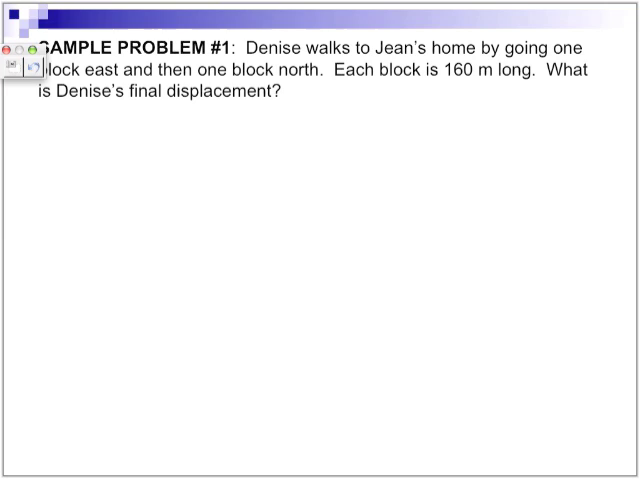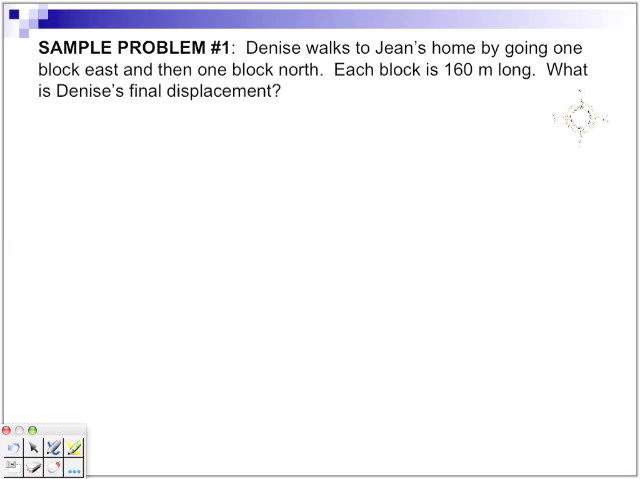Okay. So let's look at the first example here. Denise walks to Jean's home by going 1 block east and then 1 block north. Each block is about 160 meters long. What is Denise's final displacement?